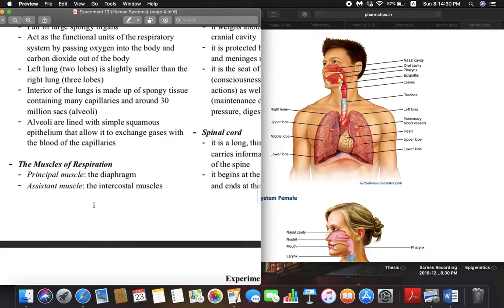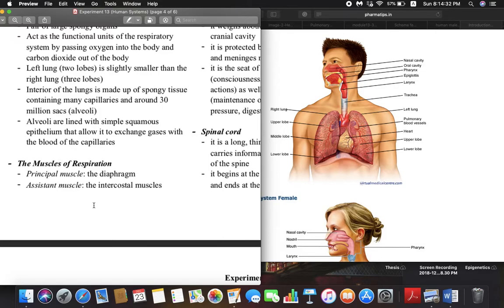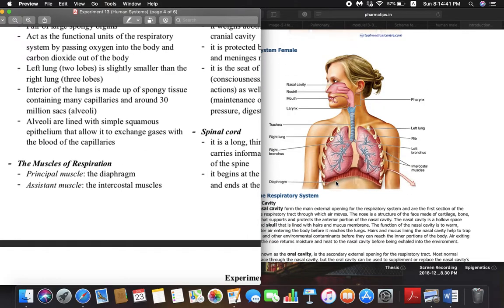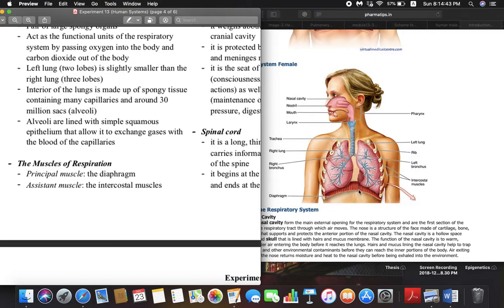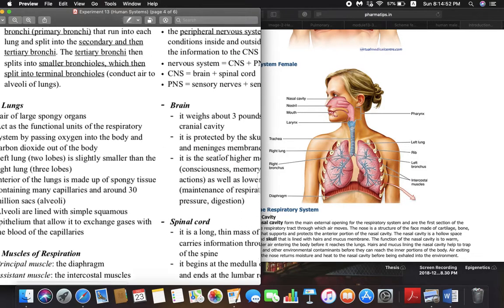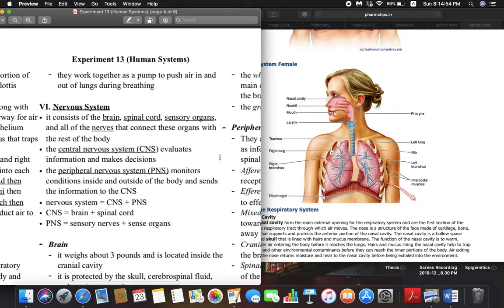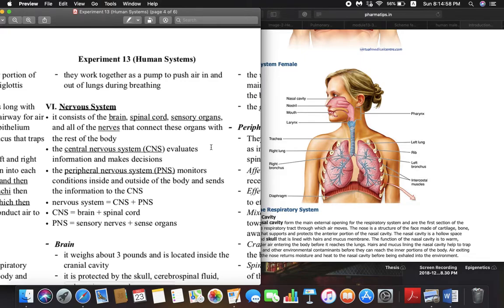Finally, we have the muscles of respiration. For the muscles of respiration, we just need to know that the principal muscle of respiration is the diaphragm, while the intercostal muscles, these muscles in between, are the assistant muscles. These 2 muscles work together as a pump to push air in and out of the lungs during breathing.